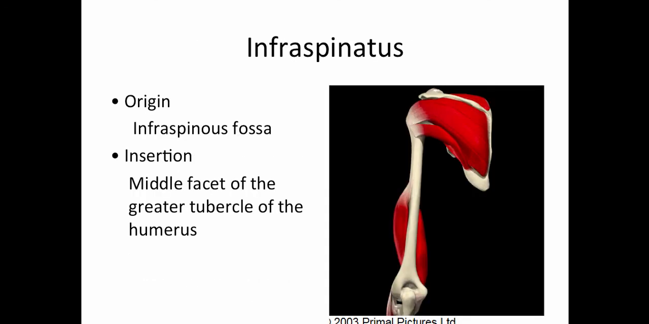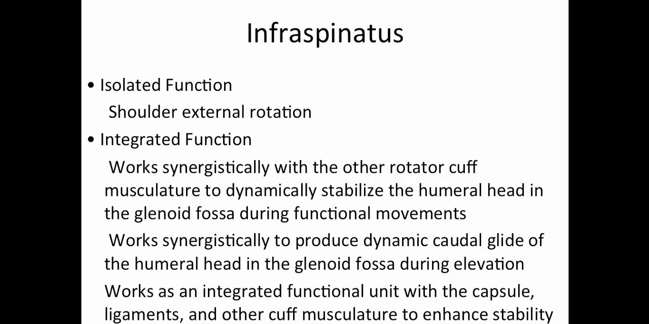The infraspinatus originates on the infraspinous fossa. Its insertion is in the middle facet of the greater tubercle of the humerus. The isolated function of the infraspinatus is shoulder external rotation. Its integrated function is that it works synergistically with the other rotator cuff musculature to dynamically stabilize the humeral head in the glenoid fossa during functional movements.